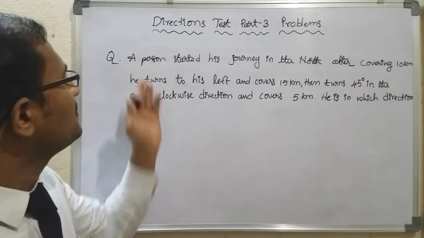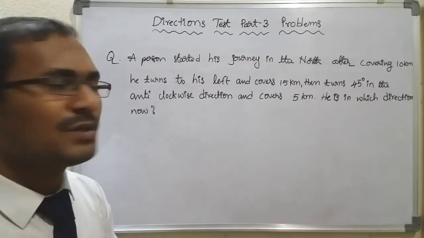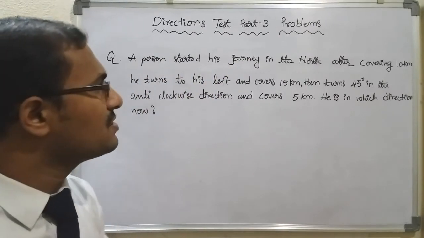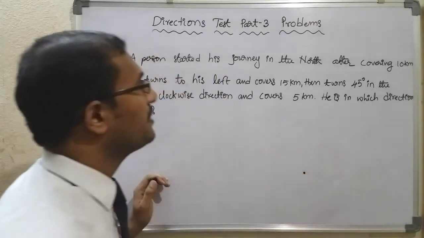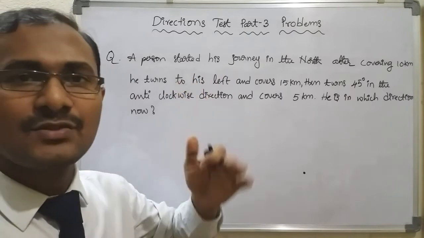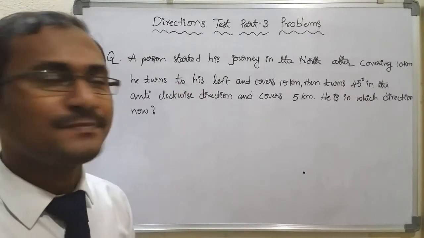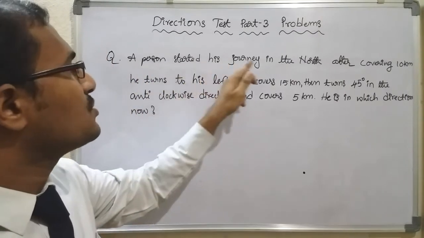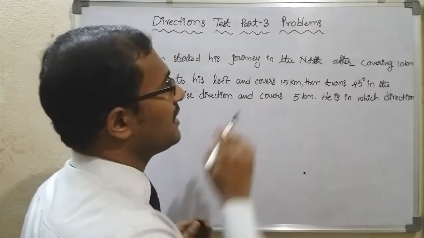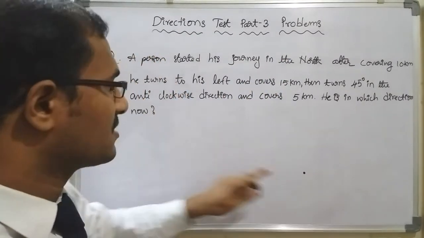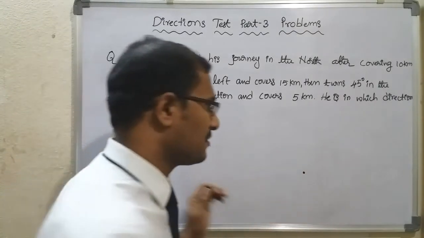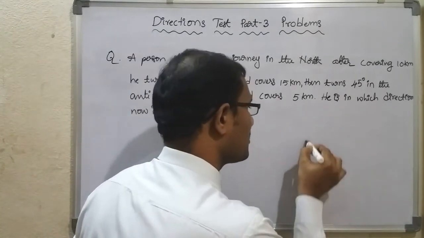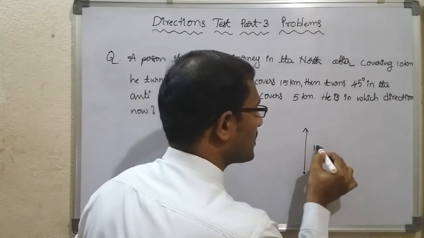So in this question, a person started his journey in the north direction. Okay, so it means from a certain point we have to start drawing the diagram. So a person started his journey in the north direction, and after covering 10 kilometers in the north direction, how much did he cover? 10 kilometers he has covered. So towards north direction, now 10 kilometers I have to cover.